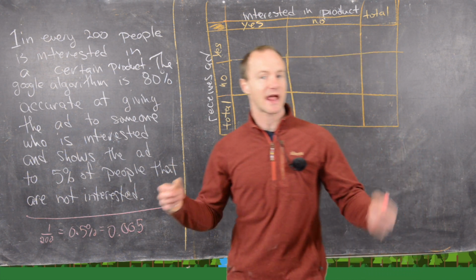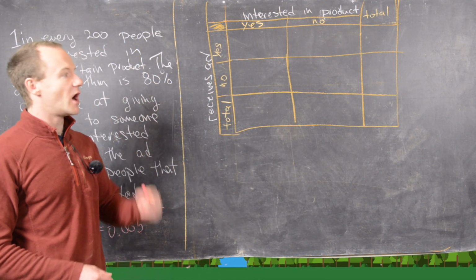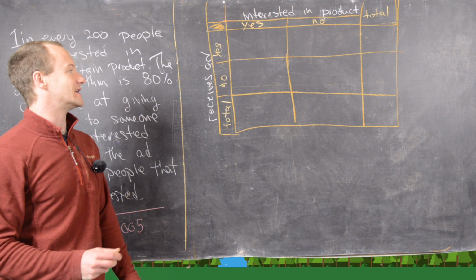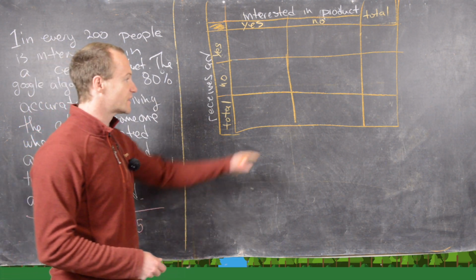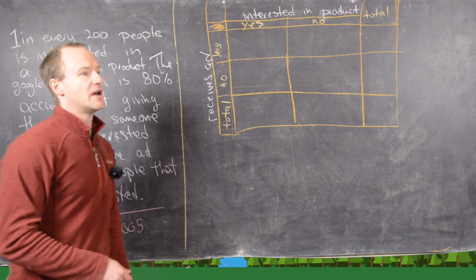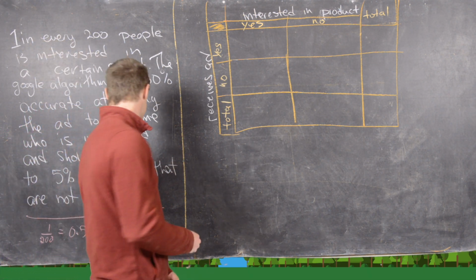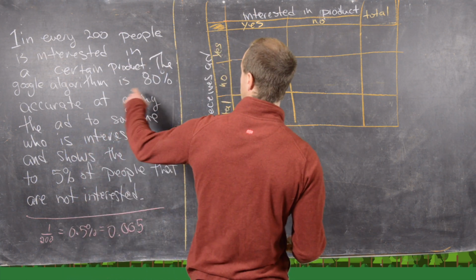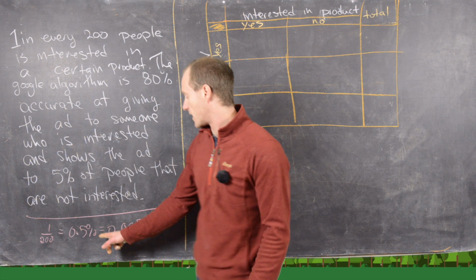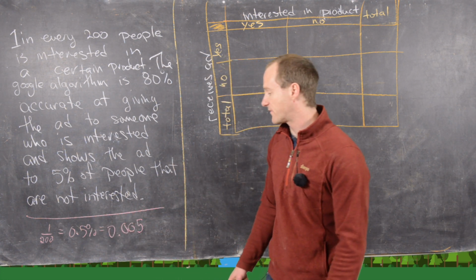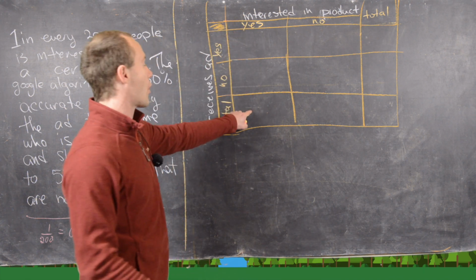So we can answer a variety of questions based off of this setup, but all of them are greatly made simpler by filling out the following chart. This will give us the probability of things happening in all of these types of situations. Okay, so notice that 0.5% are interested in the product because that's given to us. And notice that's a total number.